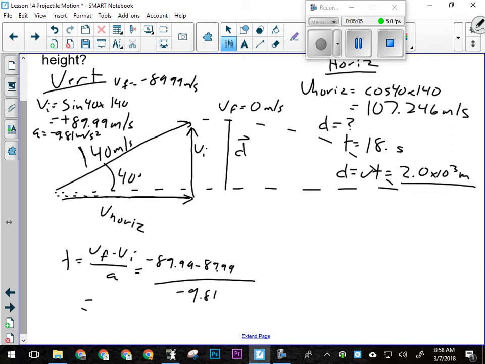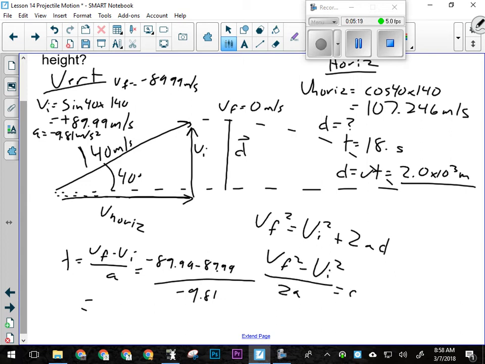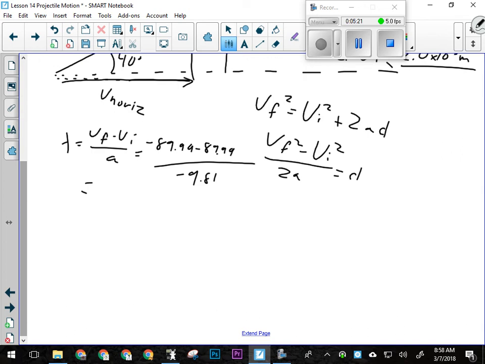All right, so now we can use this formula. VF squared equals VI squared plus 2AD. We're looking for D and we have all the others. All right, so we'll have VF squared minus VI squared over 2A equals D. Okay, so that'll be 0 squared minus 89.99 squared divided by 19.62. Okay, sorry, and that's negative.